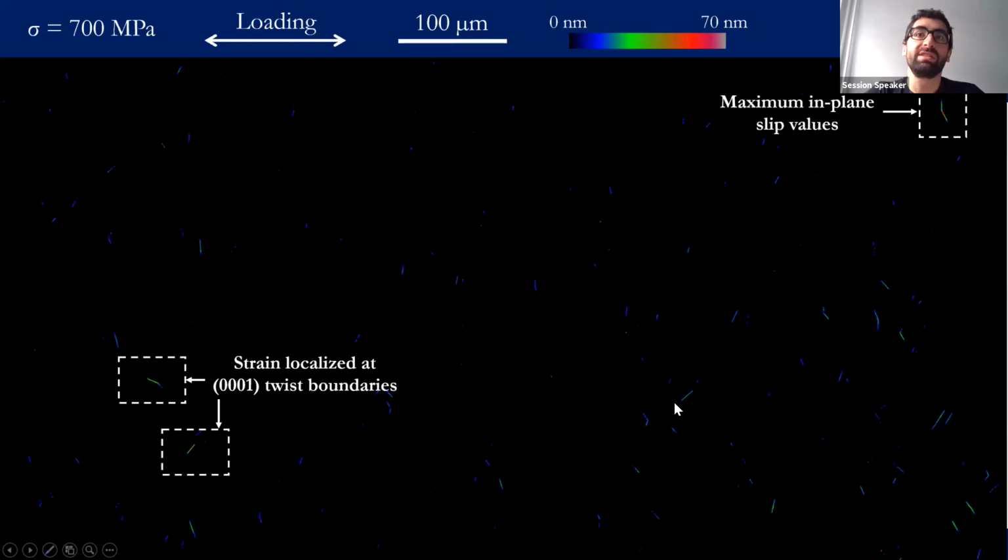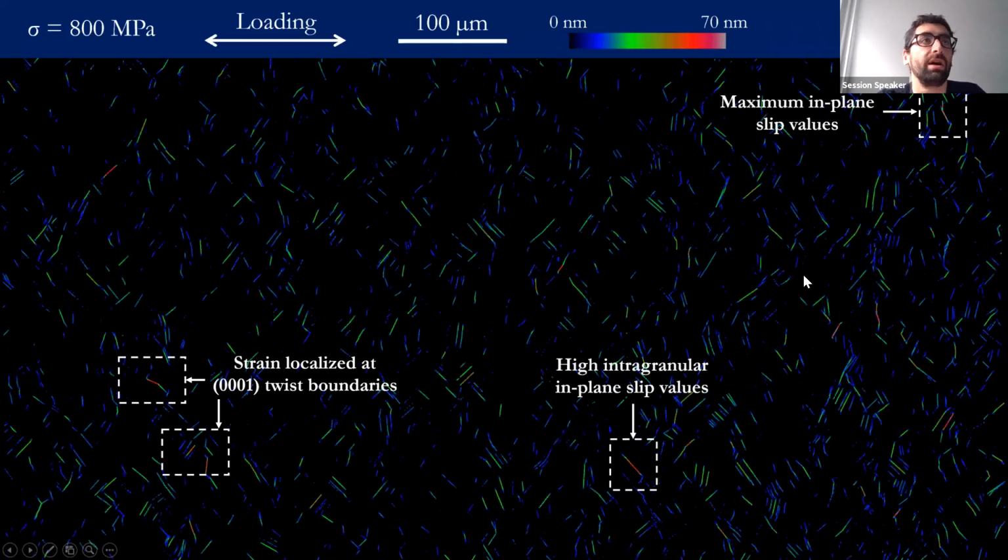When the load is increased, the number of slip traces increases. Still, we have pretty high in-plane slip values located at 0001 twist boundaries, but it is interesting to notice that the maximum in-plane slip value is not located at a twist boundary, it's located elsewhere.